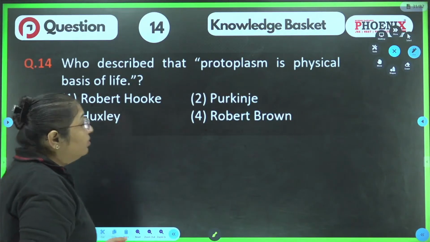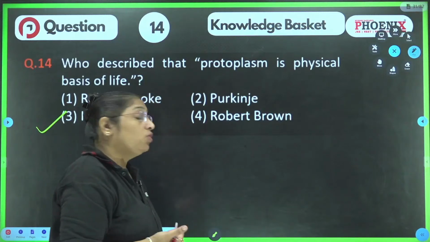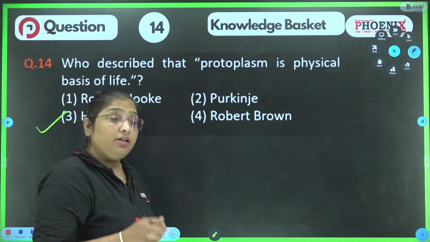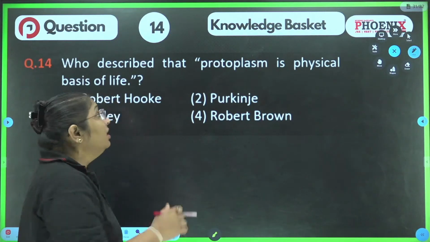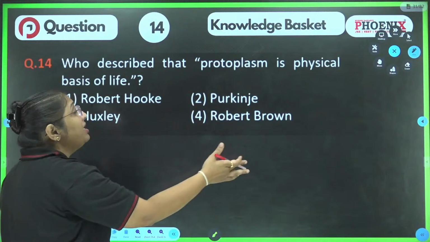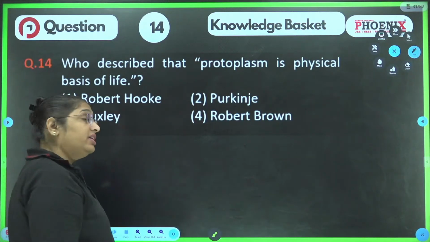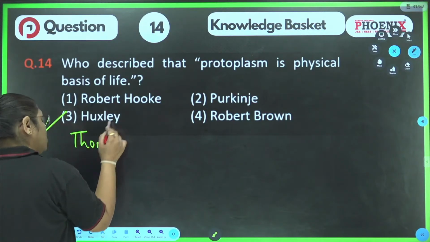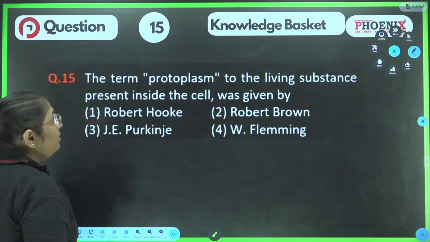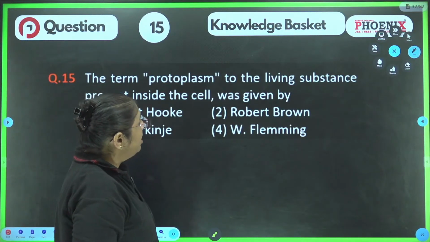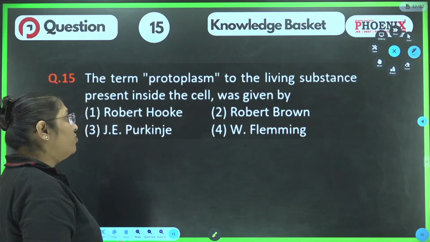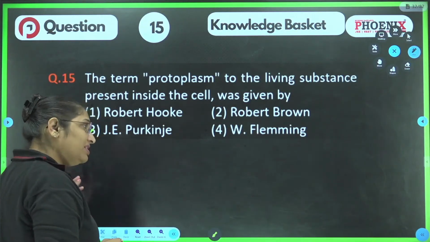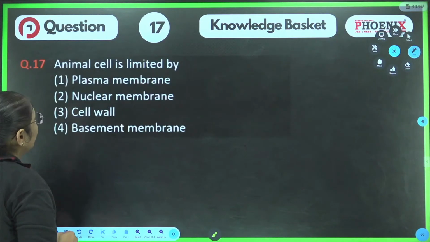Robert Hooke, we know, discovered the cell, and Robert Brown discovered the nucleus. Purkinje termed the word protoplasm, but he did not discover or describe that protoplasm is a physical basis of life. That was Huxley, whose full name is Thomas Huxley. The term protoplasm to the living substance present inside the cell was given by, now the answer is J.A. Purkinje. Previously it was Thomas Huxley.